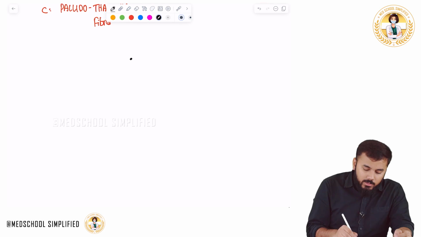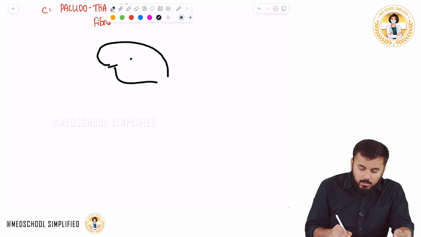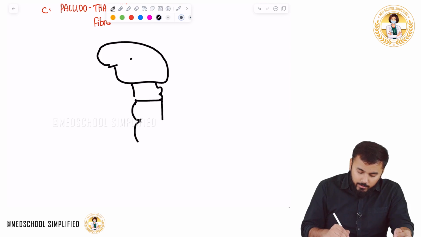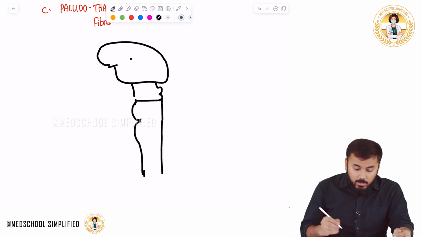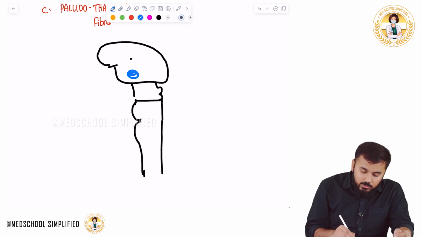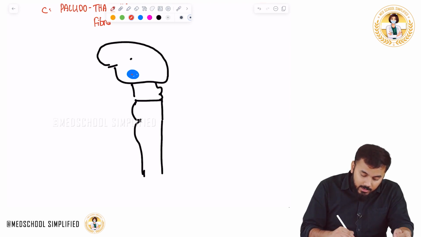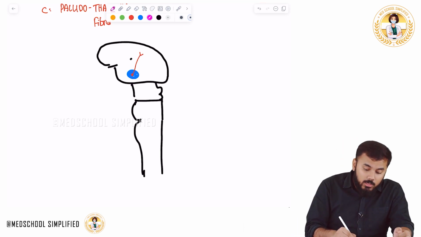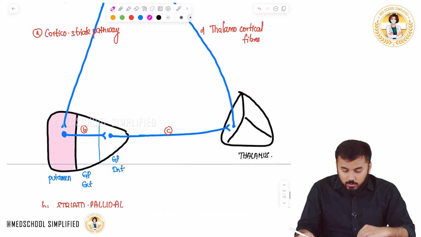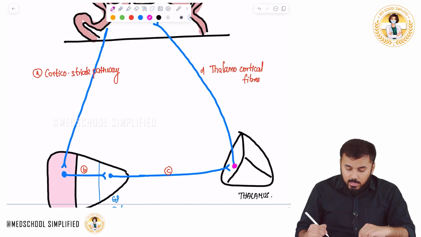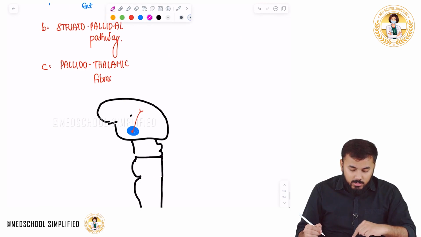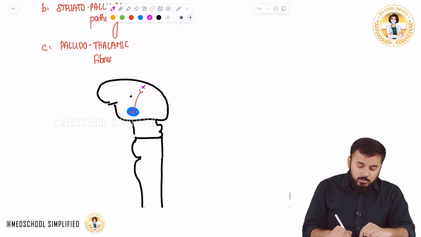What I am trying to tell you is that let us say this particular thing is your cortex, and this is your midbrain over here. This is your pons. This is your medulla oblongata like this. Clear? Now, where is your thalamus? Somewhere here. Let us say this is your thalamus. Fibers from the thalamus are entering into the motor cortex. So this is the picture, thalamus to the cortex, and this cortex, I told you, is the motor cortex.